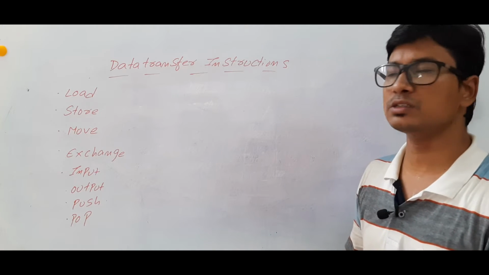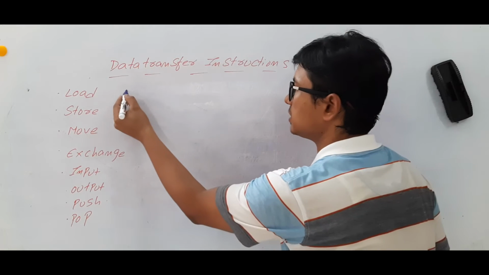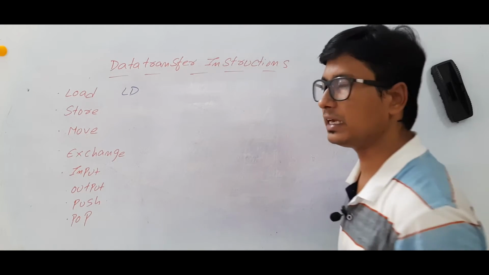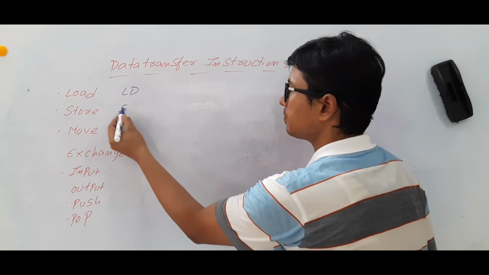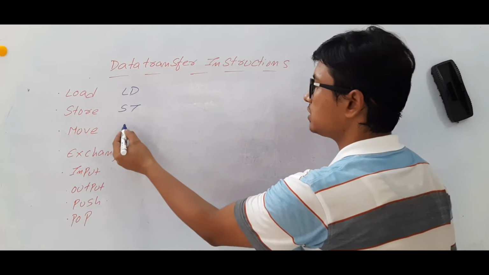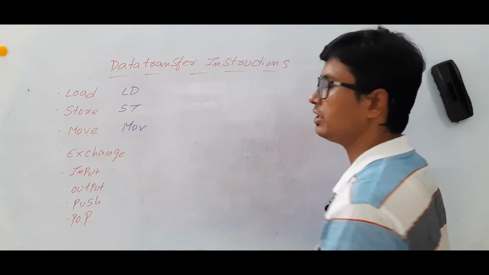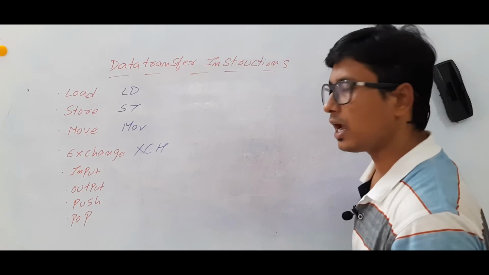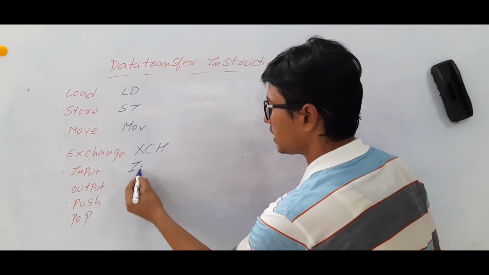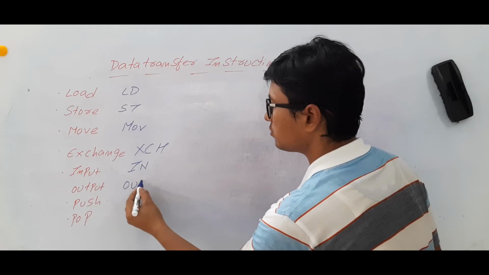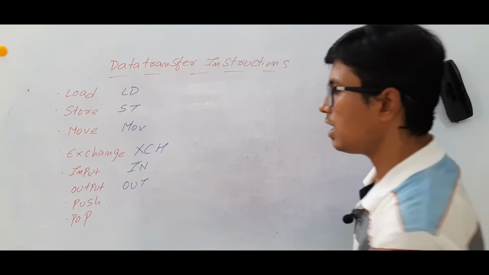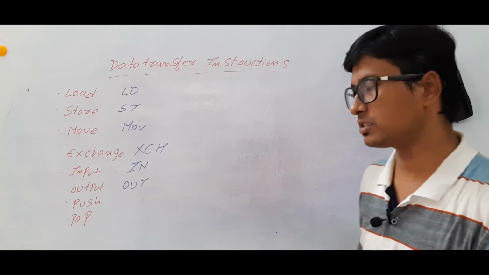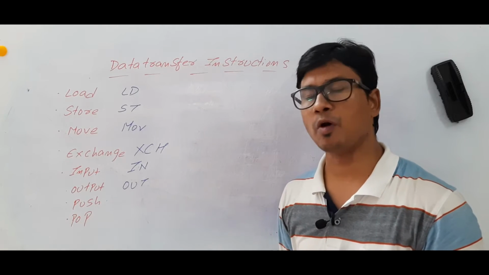Now let me discuss how each instruction is represented. The load instruction is represented as LD, the store instruction as ST, the move instruction as MOV, the exchange instruction as XCX, the input instruction as IN, the output instruction as OUT, and the push and pop instructions as PUSH and POP.